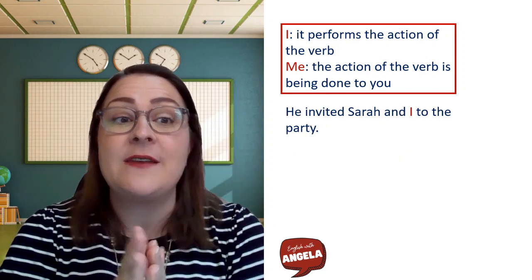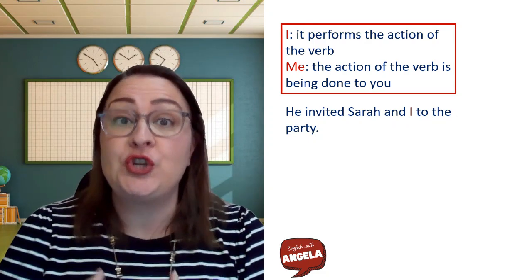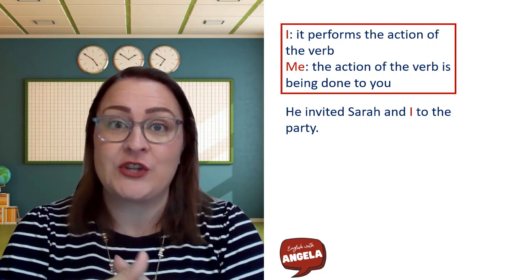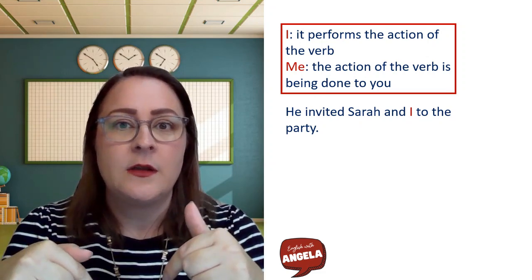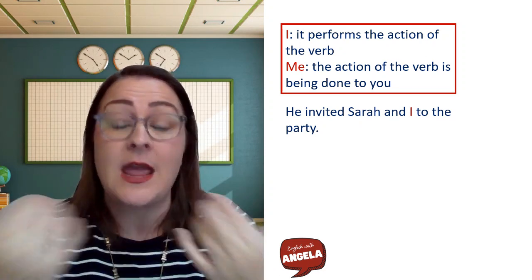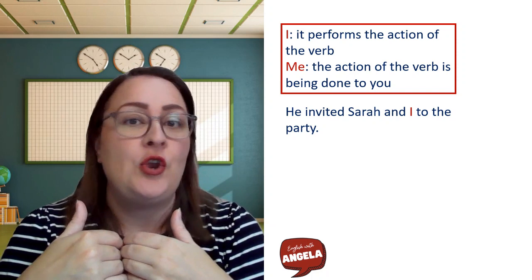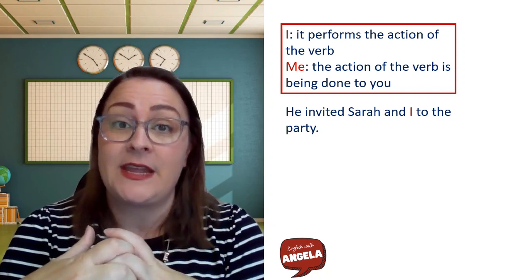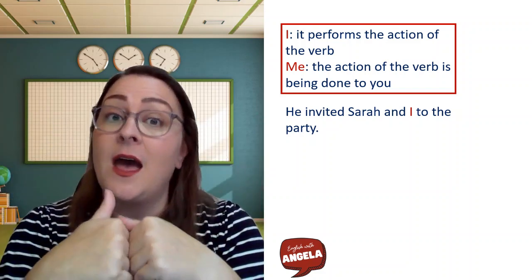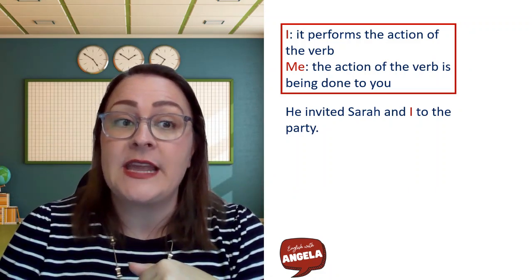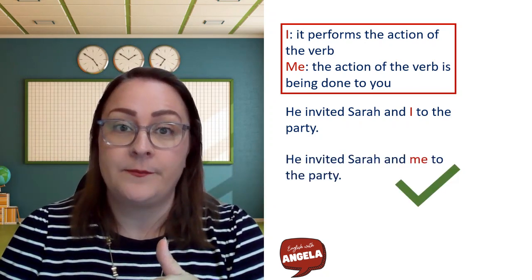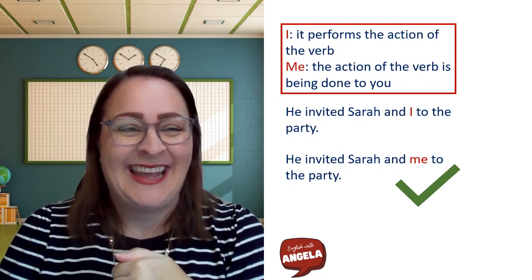How about this one? He invited Sarah and I to the party. So this is what we had in the last sentence, right? Sarah and I went to the store. But in this sentence, are Sarah and I doing the verb? The verb invited. Am I doing it? No, right? I'm receiving it. Yeah? It's being done to me. I am being given an invitation. So in this case, we're going to say he invited Sarah and me to the party. Got it? We're going to try more.